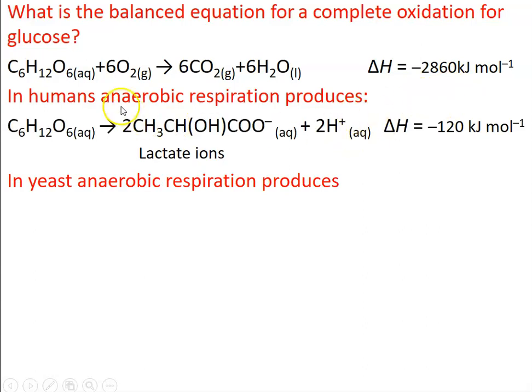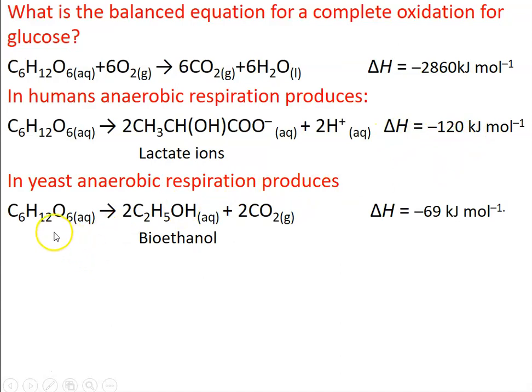per 1 mole. So anaerobic respiration, in humans, we can break down our glucose if we don't have enough oxygen and form lactate ions. So when your muscles are sore, you've made these rather than complete oxidation. So you've still got carbon-carbon bonds, carbon-hydrogen bonds, and you only get a small amount of energy released.